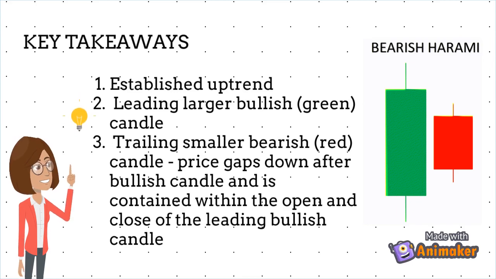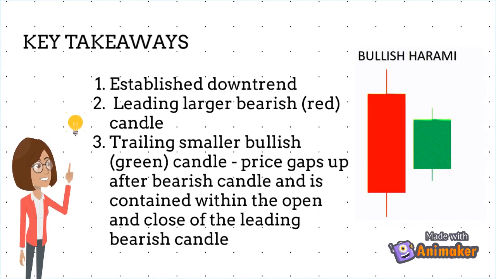Bearish Harami: first, an established uptrend. Second is a leading larger bullish, green, candle. Third is a trailing smaller bearish, red, candle. Price gaps down after the bullish candle and is contained within the open and close of the leading bullish candle. Bullish Harami: third is a trailing smaller bullish, green, candle. Price gaps up after the bearish candle and is contained within the open and close of the leading bearish candle.